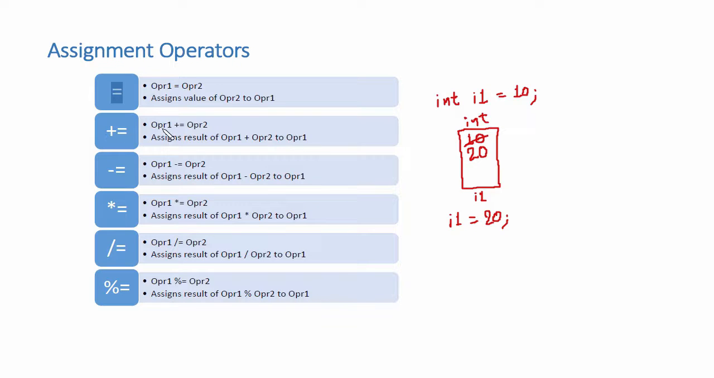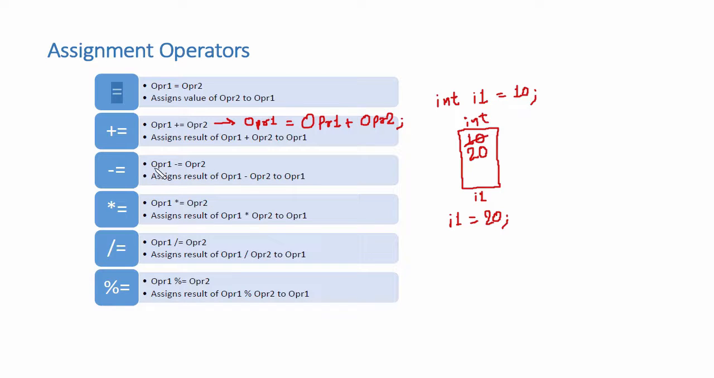Plus equals: OPR1 plus equals OPR2 means assign the value of OPR1 plus OPR2 to OPR1. This statement is the same as if we write OPR1 equals OPR1 plus OPR2. Assign the result of OPR1 plus OPR2 to OPR1.